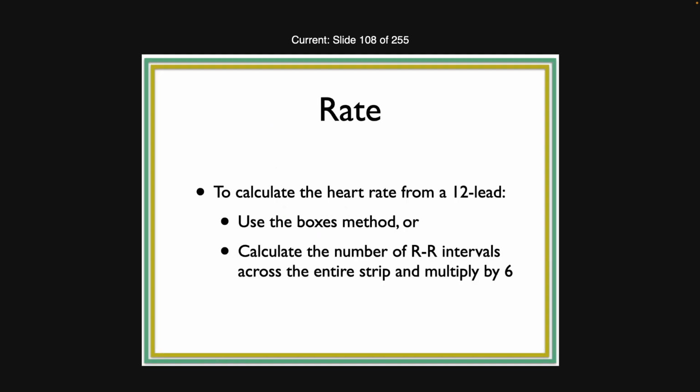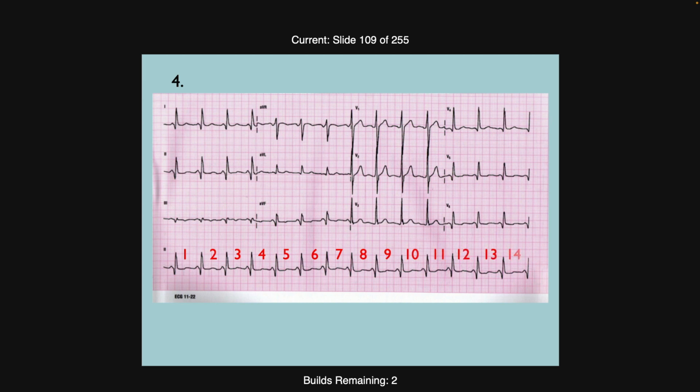That works on anything. But if somebody hands you the 12 lead and there's no printout across the top, and somebody says, what's the rate, you have to be able to do it, okay? No printout, they're just testing you, what's the rate? So either you can use the boxes method, which works perfectly well, or you can use essentially not the 6-second method, but the 10-second method, because that's what it is. Calculate the number of R to R intervals and multiply by 6. So it's not as easy because you have to multiply by 6 instead of 10. But for example, here the rate is going to be 84, okay?